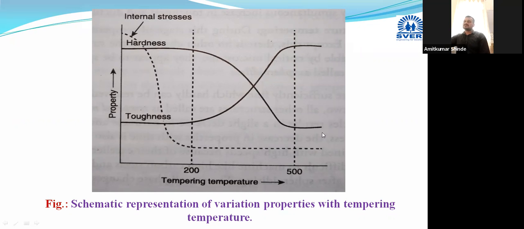Okay, so this is the effect of tempering temperature on the properties like internal stresses, hardness and toughness. As tempering temperature increases, internal stresses decrease, suddenly decreasing above 100 degrees Celsius. Then toughness will improve gradually as tempering temperature increases and it reaches its peak value at above 500 degrees Celsius. Then hardness decreases gradually as tempering temperature is increasing and it reaches some constant value at 500 degrees Celsius.